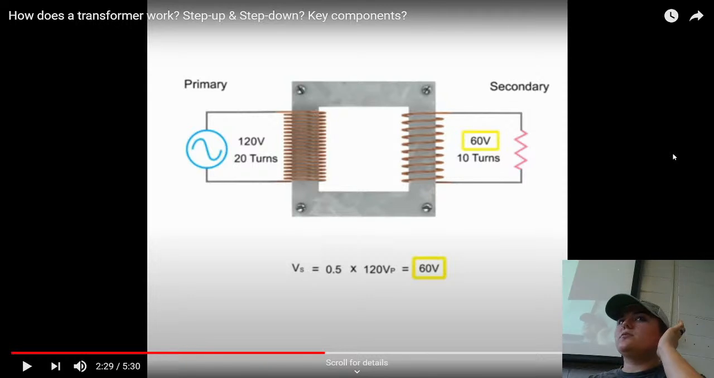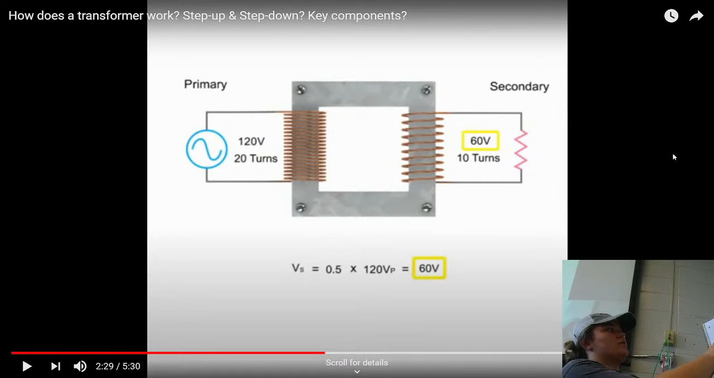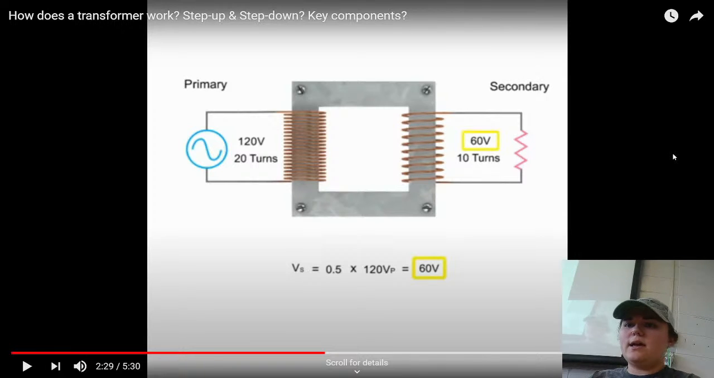So let's do another one just so we know what we're talking about. The formula is the voltage of your secondary over the voltage of your primary, equals the turns of your secondary over the turns of your primary, right? That is our formula. All right, so let's say that we have, I need to do this on the board probably.